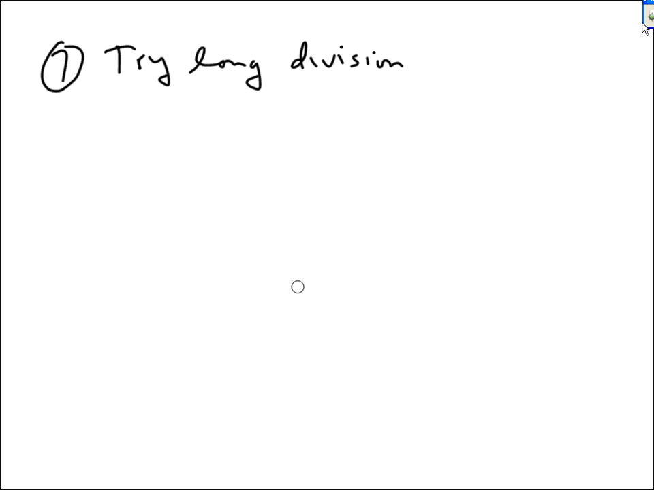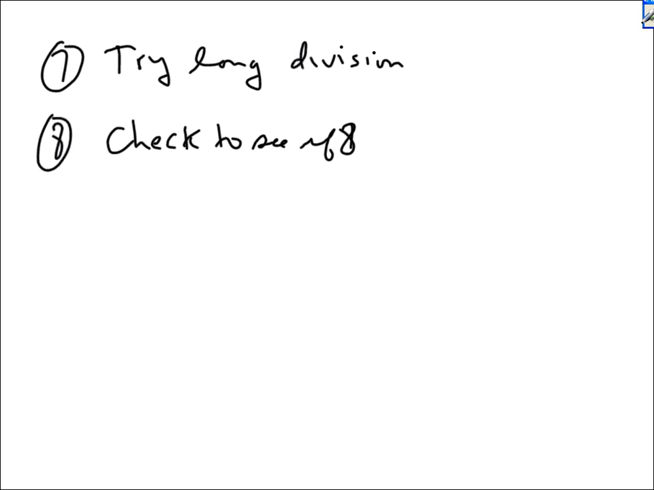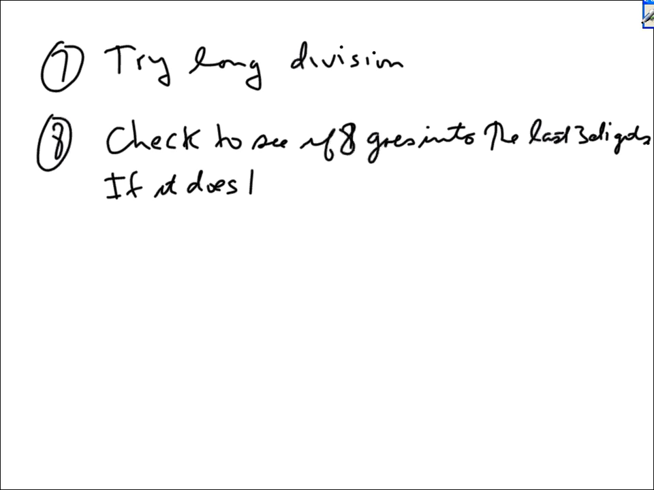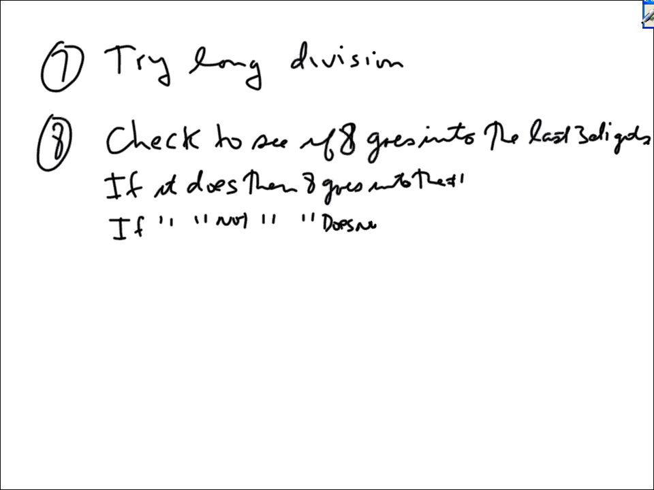Okay. The divisibility test for 8 is check to see if 8 goes into the last 3 digits. If it does, then 8 goes into the number. If it does not, then 8 does not go into the number.